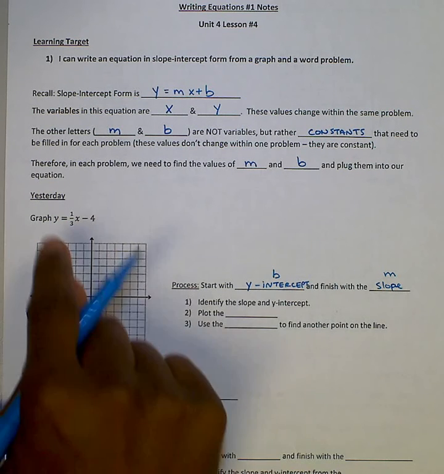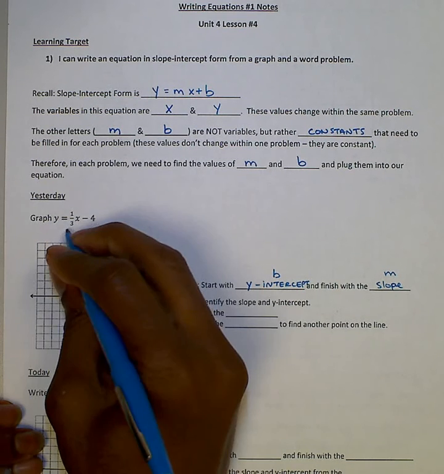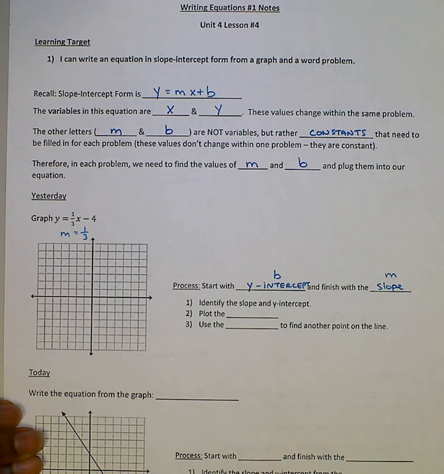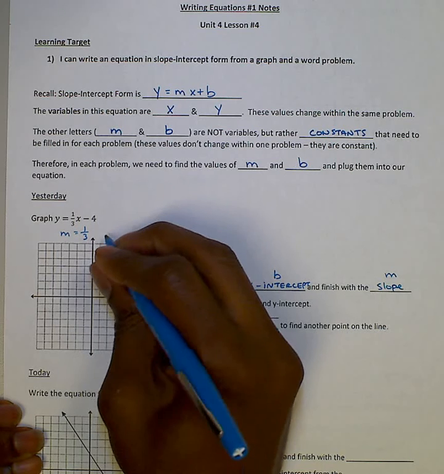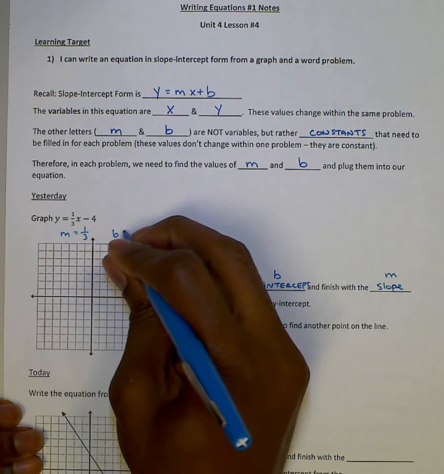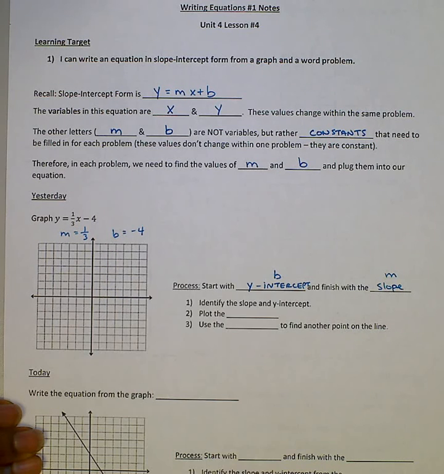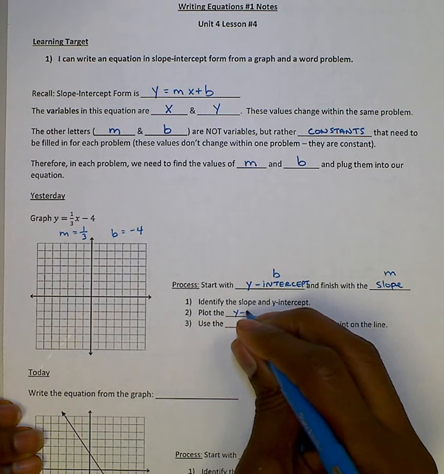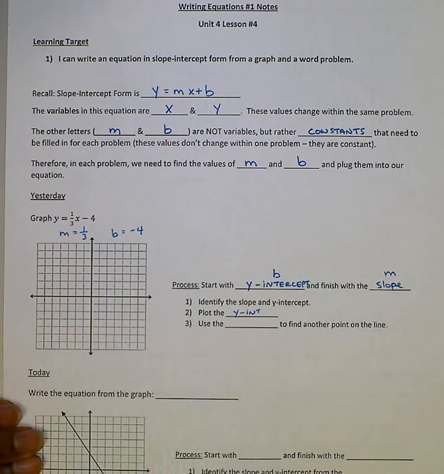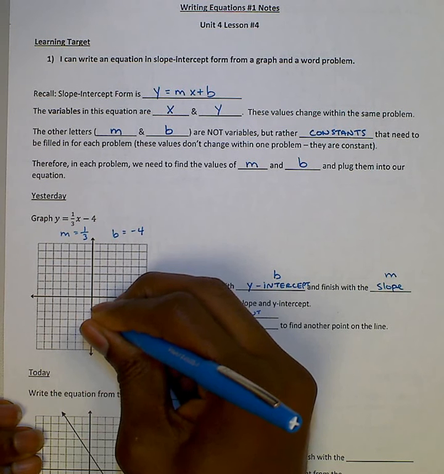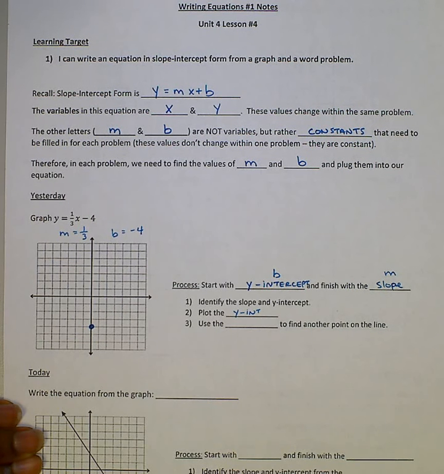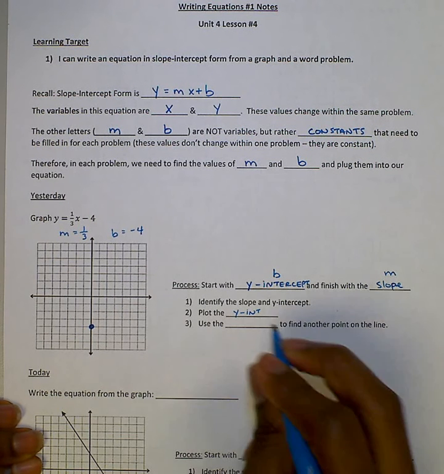In this problem, remember, slope is the number in front of x. In this case, it's 1/3. Our y-intercept is the number that's by itself. Remember to keep the sign with it. So our y-intercept is -4. Let's plot the y-intercept. In this case, that's -4, so we're going to plot it at 0, -4. Y-intercept there. And then we're going to use the slope to find the other points of the line.